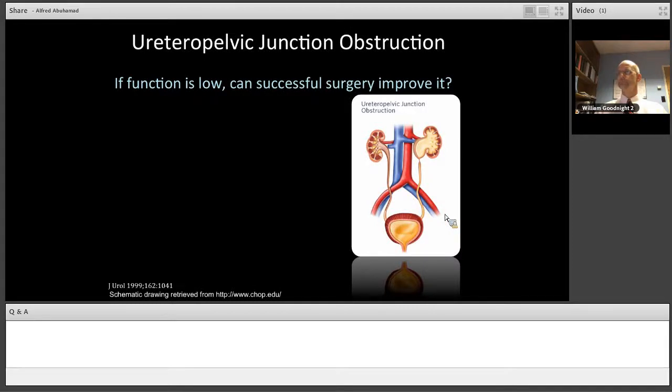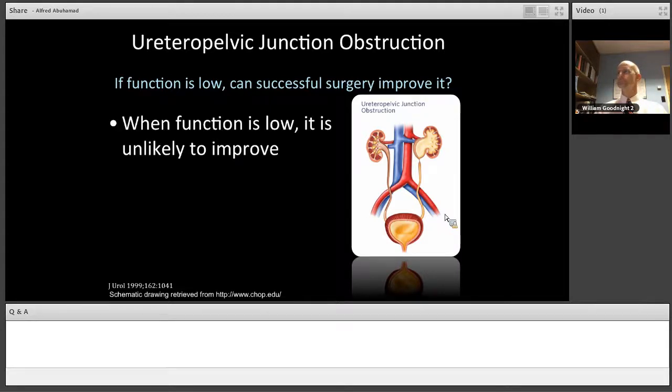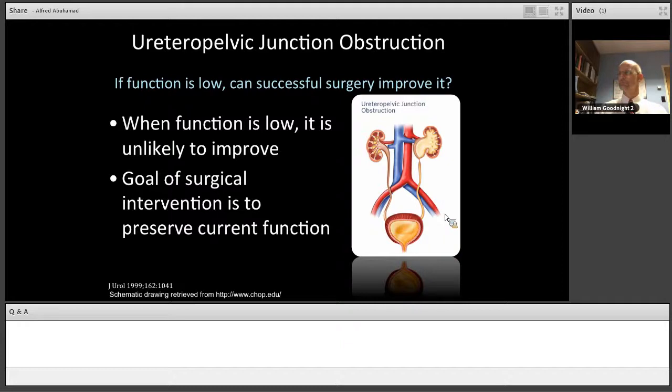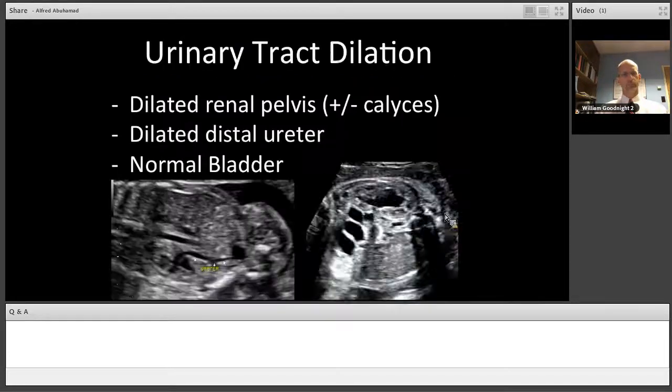So if you have loss of function or if the function is low, would surgery successfully improve it? Would they recover? At least the data that exists today suggests that it is unlikely to recover function that you've lost prenatally. However, the surgery is really essential in those large dilated kidneys to preserve whatever function exists at that time. So keep that in mind as you counsel patients. I think that may become an important point.